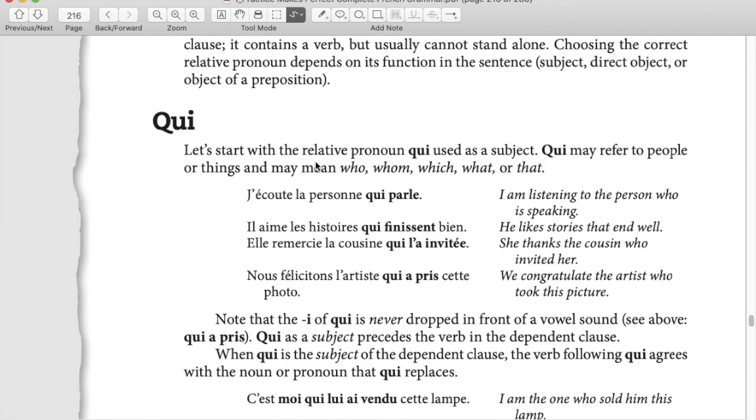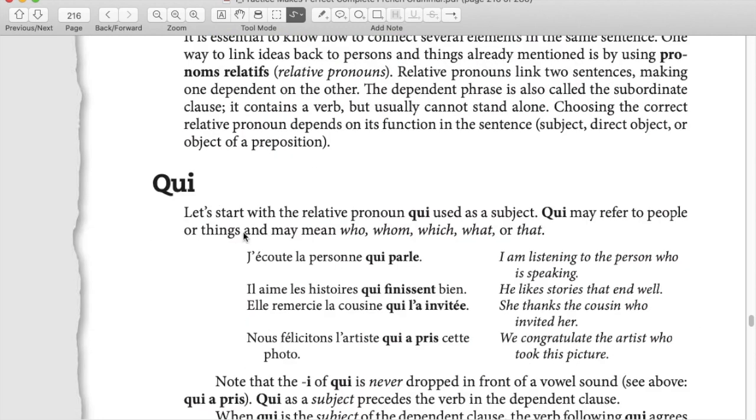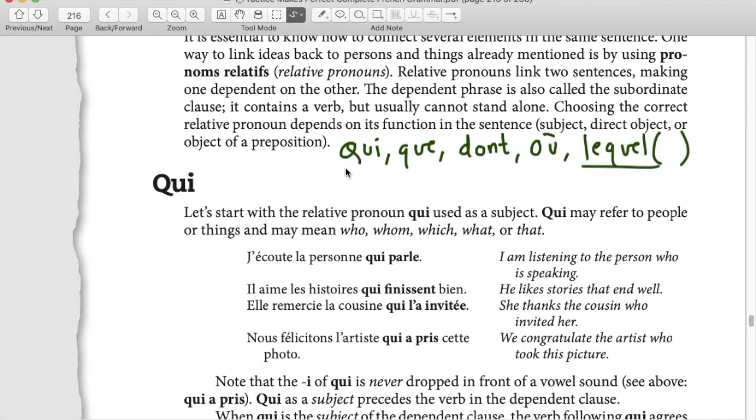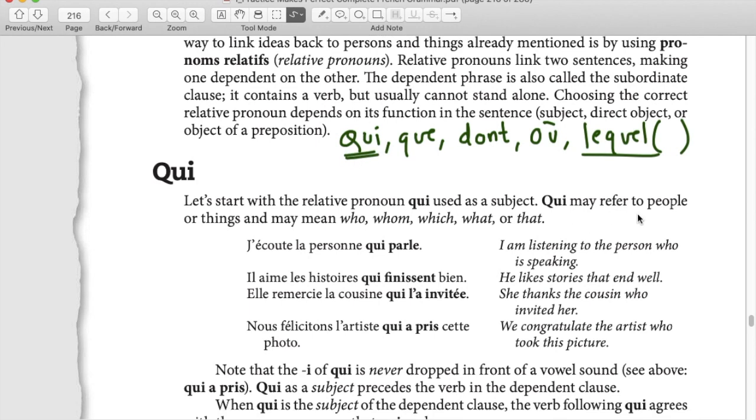There are a few relative pronouns which we are going to study. We're going to study qui, que, dont, où, lequel, stuff like that. So let's start with qui. Qui may refer to people or things, and it may mean who, whom, which, what, and that. But don't worry about this. Don't try to remember what qui means as a relative pronoun. The meaning will be obvious.